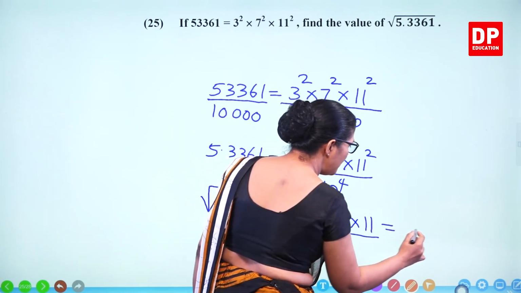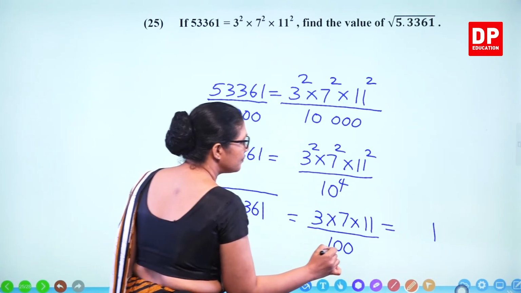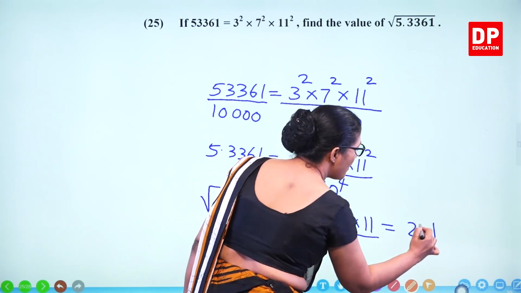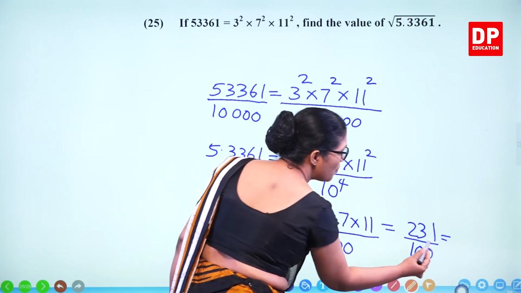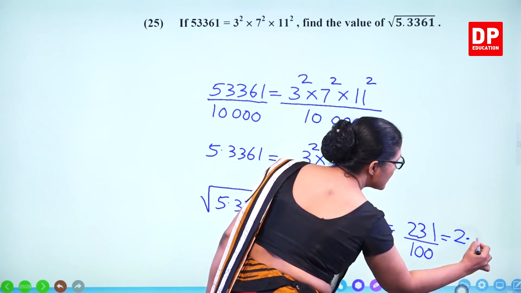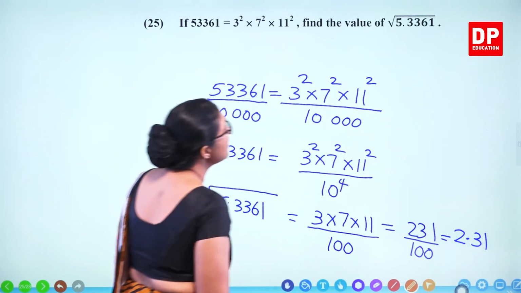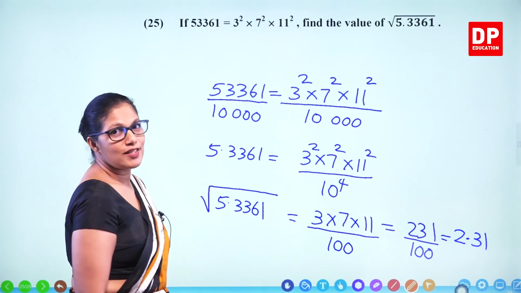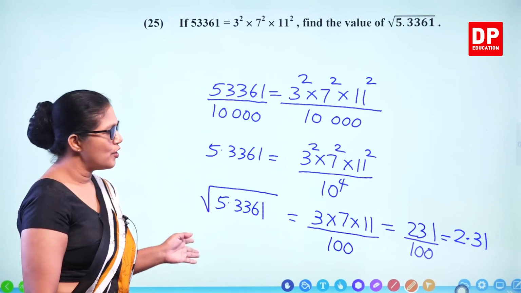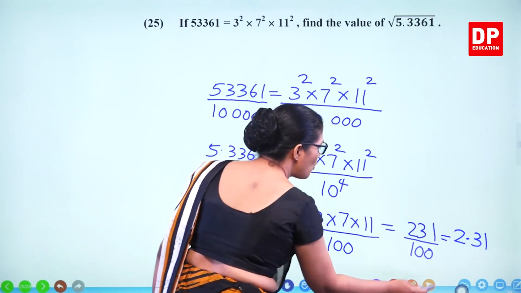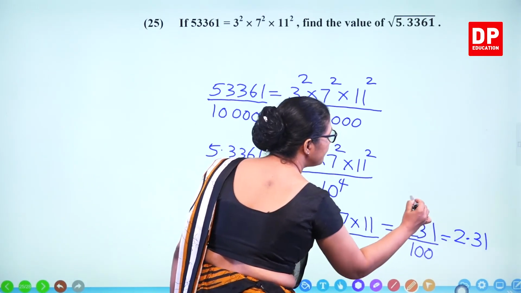21 times 11, 231 divided by 100. So 2 places. So 2.31 is the answer. So taking the square root, all the powers you have to divide by 2. So you get 2 marks for this.